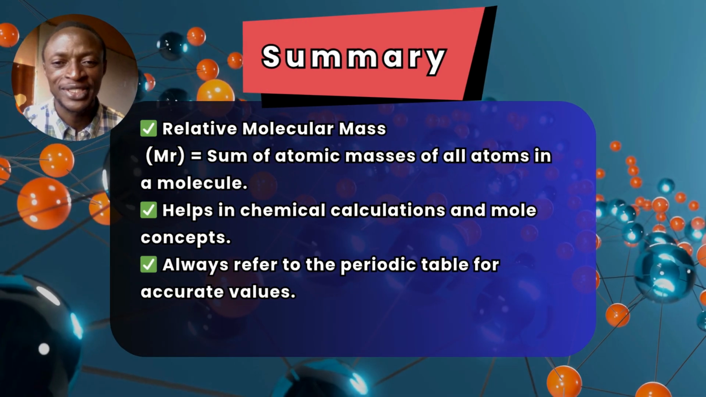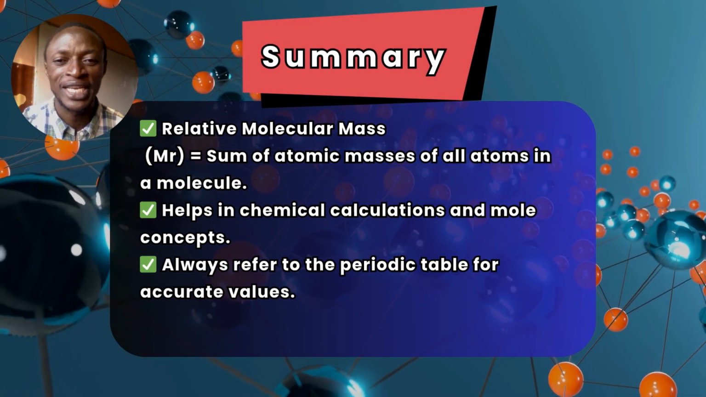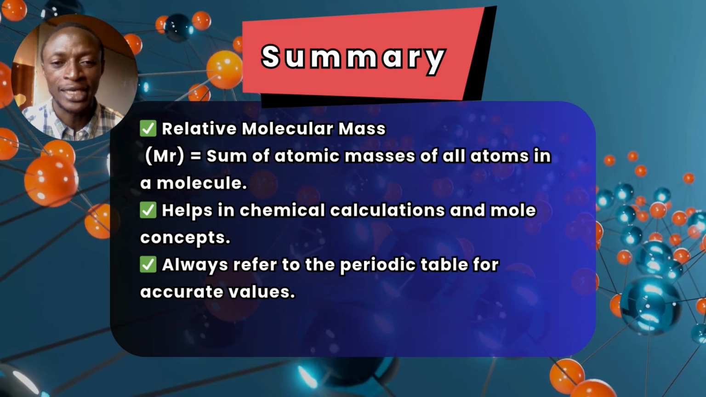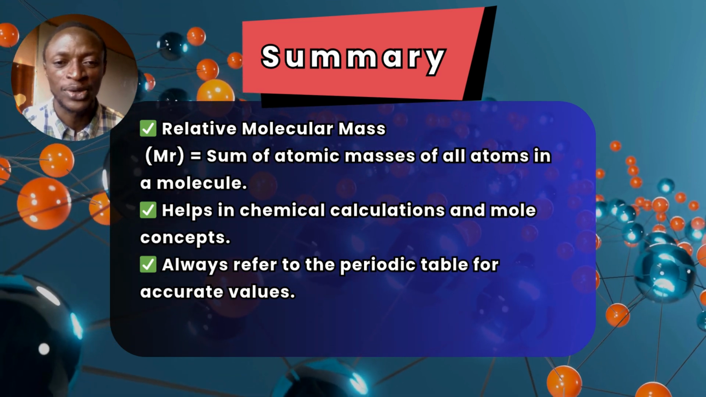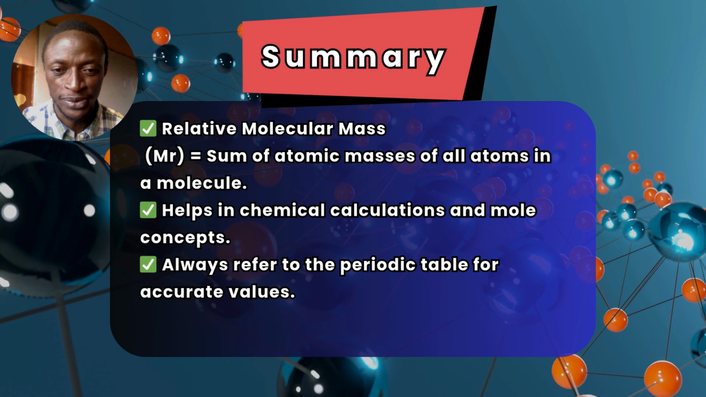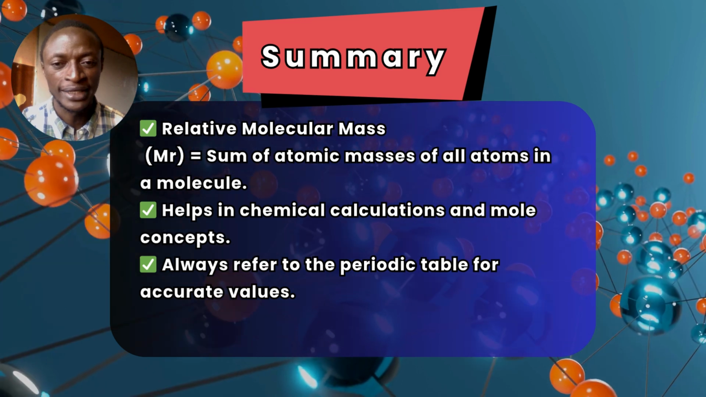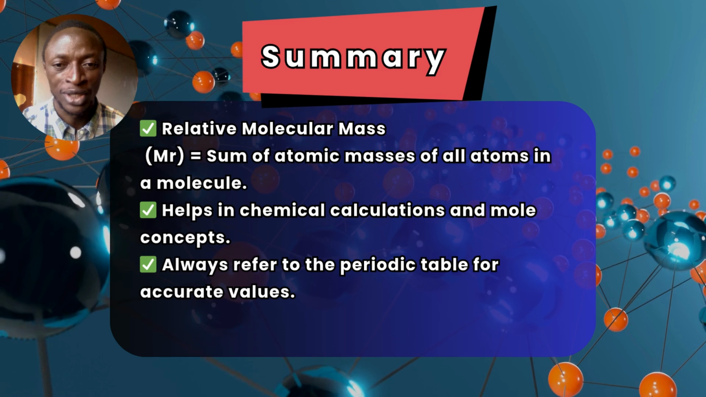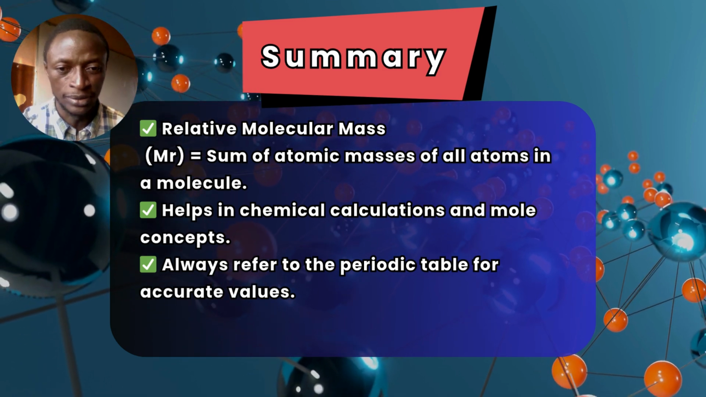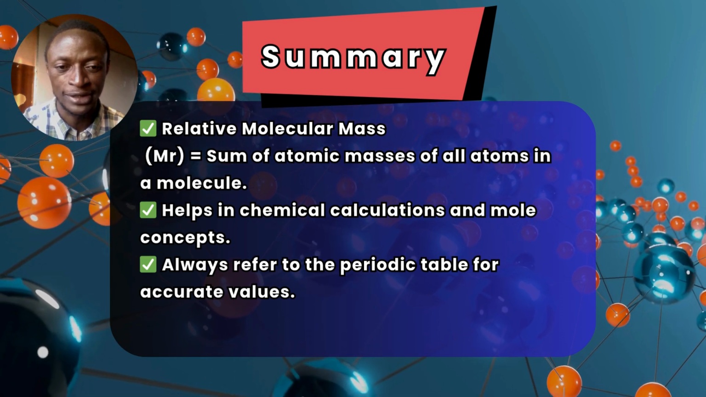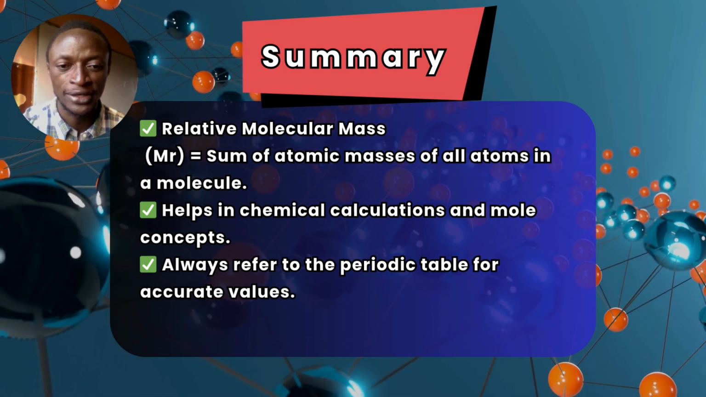So, in summary, the relative molecular mass of a molecule is calculated as the sum of atomic masses of all atoms in a molecule. And this number helps in chemical calculations and mole concepts. And we are reminded that we should always refer back to the periodic table for accurate values.